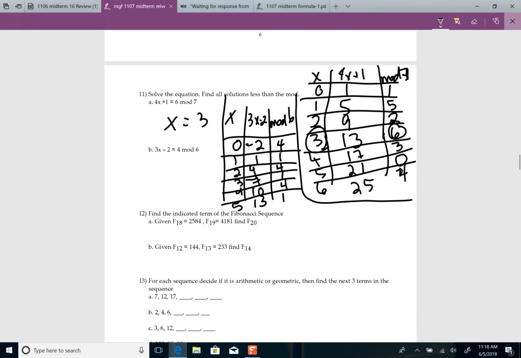Alright, so what I have this time is multiple answers. See this 4 3 times, and 4 corresponds to these numbers on this side. So x is 0, 2, and 4.